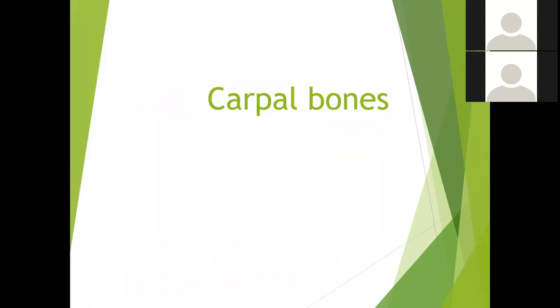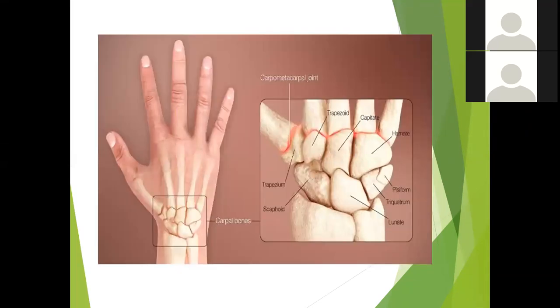So next we go to the carpal bones. We have completed all the long bones. Now we are coming to the short bones in the upper limb, called carpal bones. In this picture, you can see the carpal bones are arranged in two rows, a proximal row and a distal row.